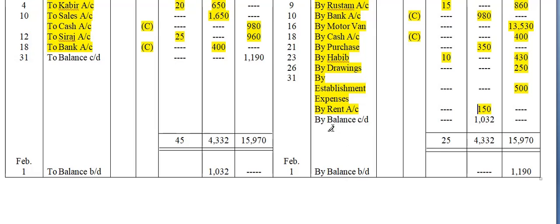You will leave one space out here. Okay. And we have ample space out here. So you will leave a space out here and draw a single line first. You will leave space on both sides, the debit side and the credit side, to write balance CD or balance BD, whatever you have to write.